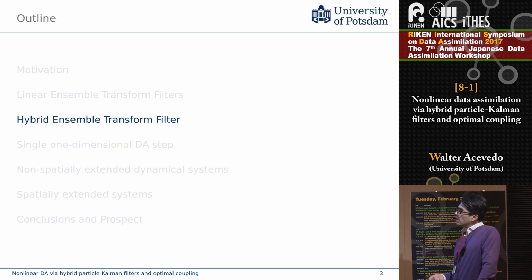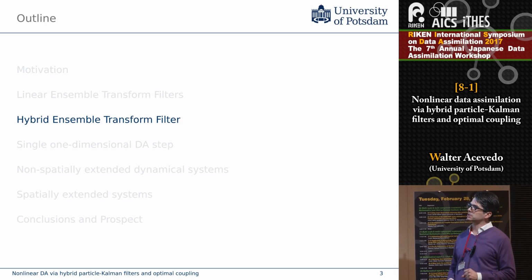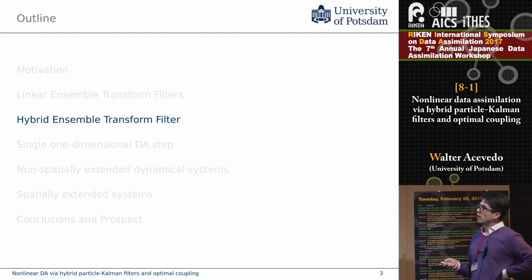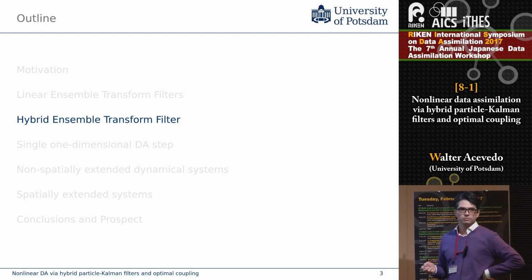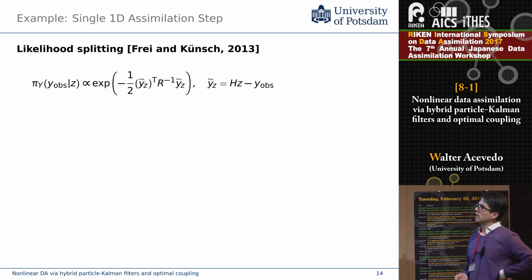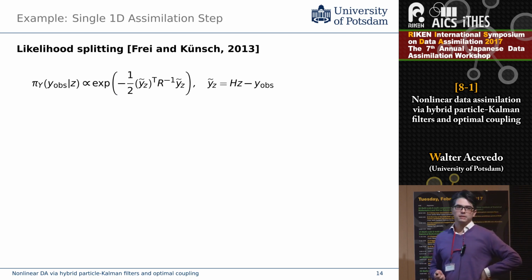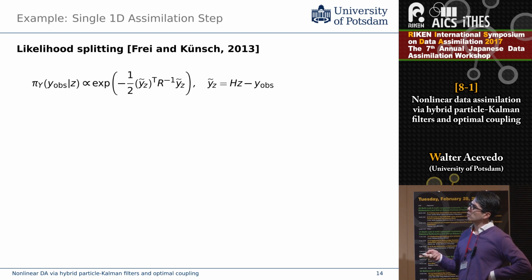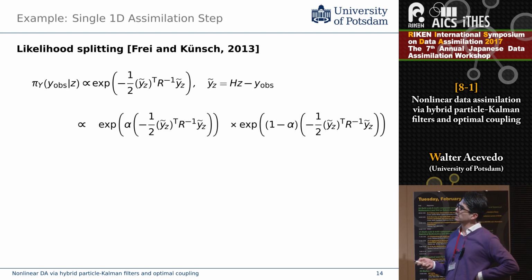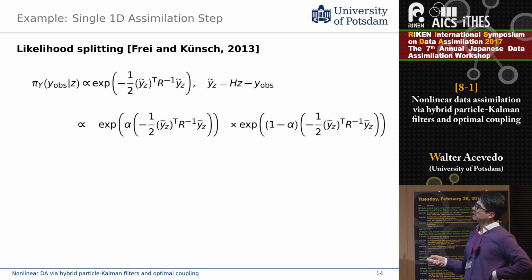OK, now let's go into the hybrid. So I already showed how this linear ensemble transformation can be used, and these weights can be used to understand what is going on with the Kalman filter and particle filter. Now let's see how we can set up a hybrid. For that, we use the idea introduced by Frei and Künsch, that is to split the likelihood. So here we have the likelihood. We are going to split it in two terms, like this, by introducing an additional bridging parameter, we call it alpha. So it's the same function, just split.